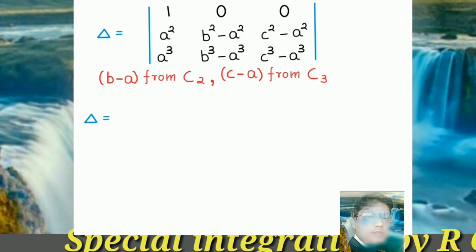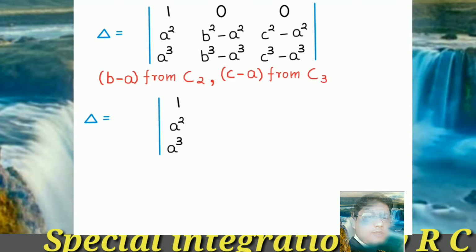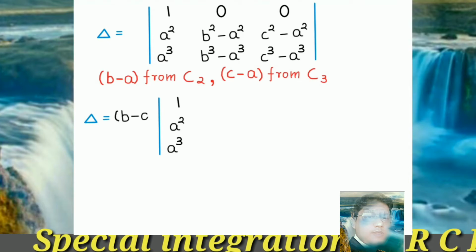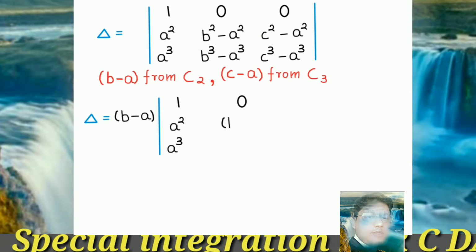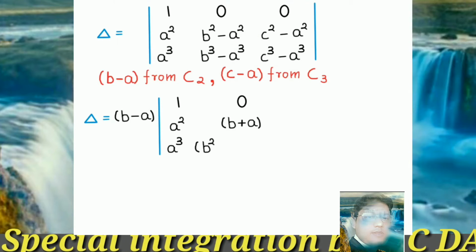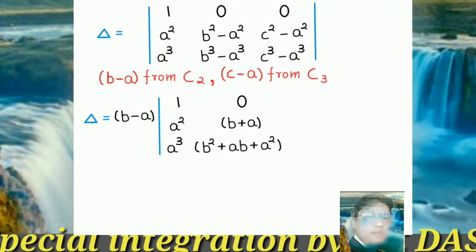So, my students, the question becomes 1, A square, A cube; B minus A, and the remaining parts. Yes, from the second you can also take the common C minus A.